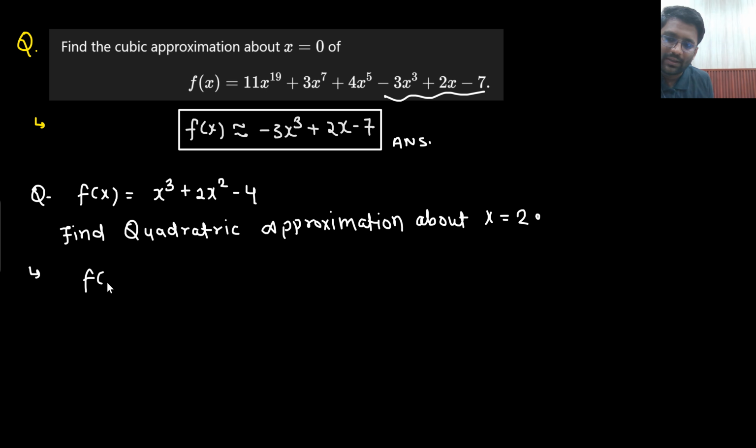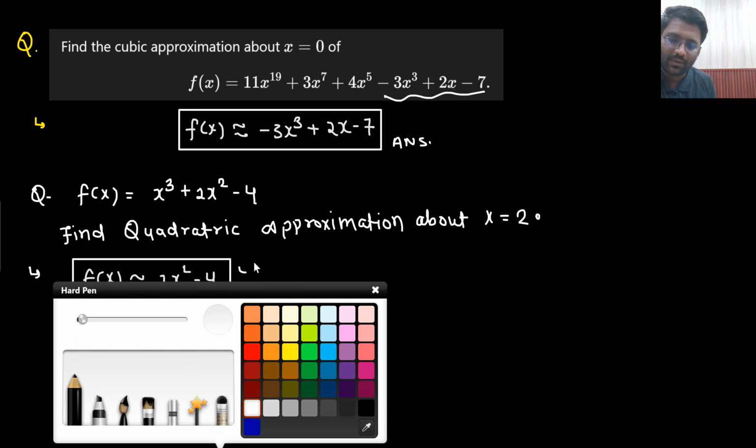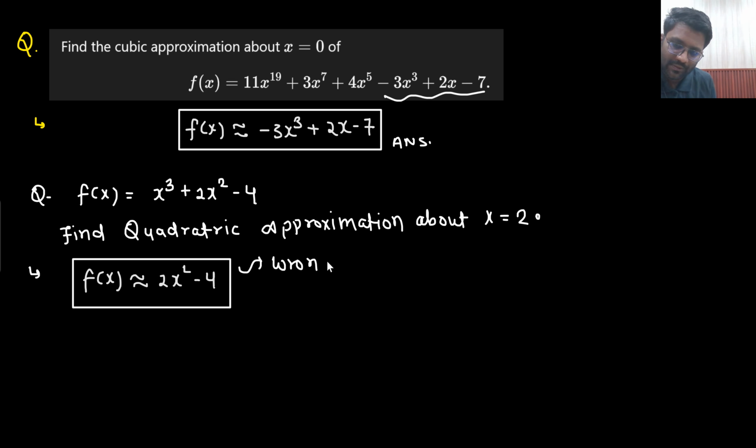Okay, sir. Quadratic approximation means, sir, power 3 I will ignore. Sir, this is the answer, 2x square minus 4. Sir, this is the answer. Very good. Wrong. Why is it wrong? It is about x equals 2. Basically, your function f(x) is supposed to be written in this manner.